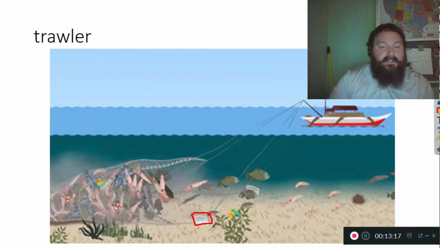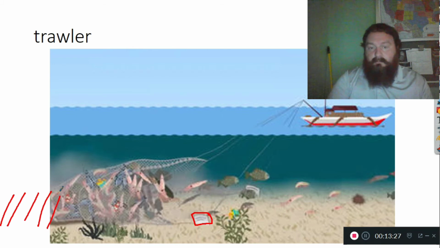And if you look, the plants at the bottom of the ocean are also being torn up because this is acting like a bulldozer that's going to clear cut the ocean bottom. So behind here, there would be a path of devastation that's basically just a big strip of mud left over after the net drags over it.